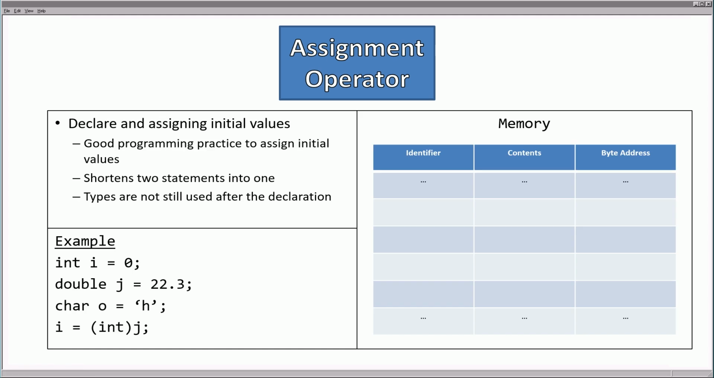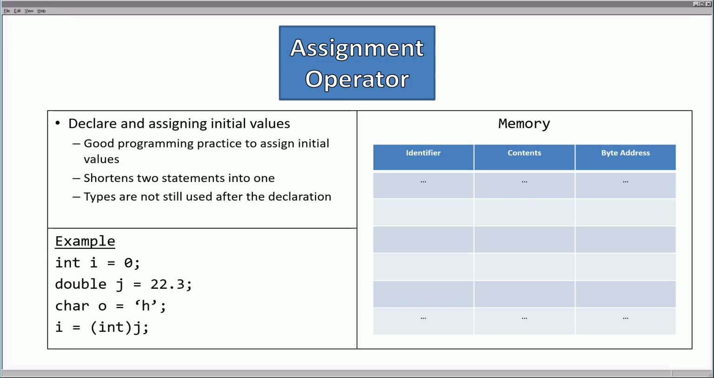Now you could declare and then assign values in multiple statements. Or you could do it all as one, but keep in mind, this is a shorthand. It's always good programming practice to assign initial values, and we could simply shorten this into one statement. Now keep in mind, types are still not used after their declaration. If we look at this example down here, there's actually 2 statements per each line.